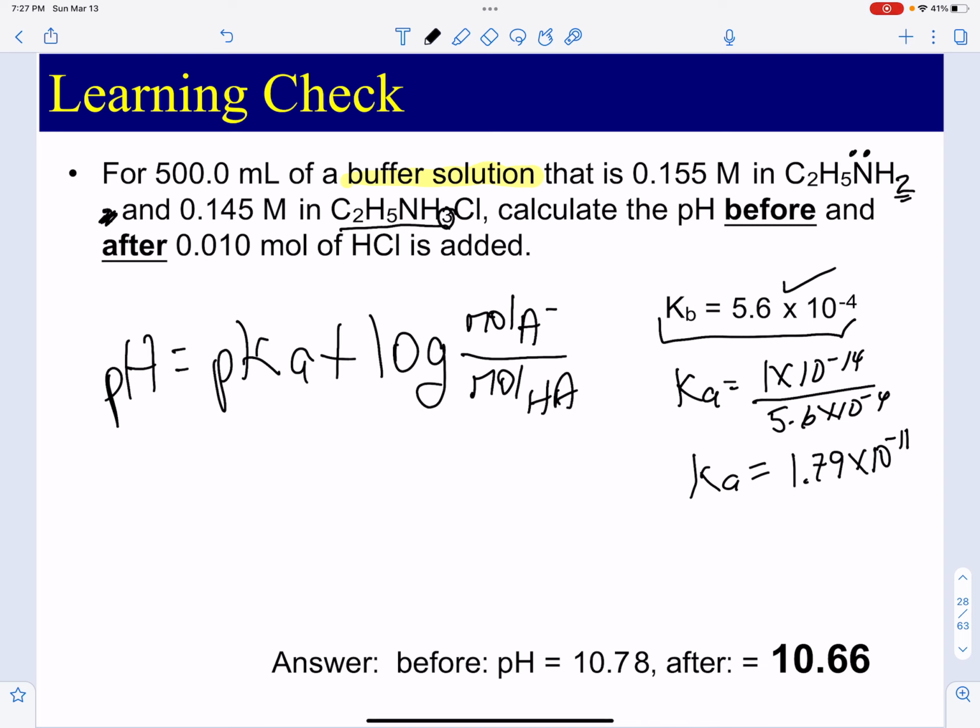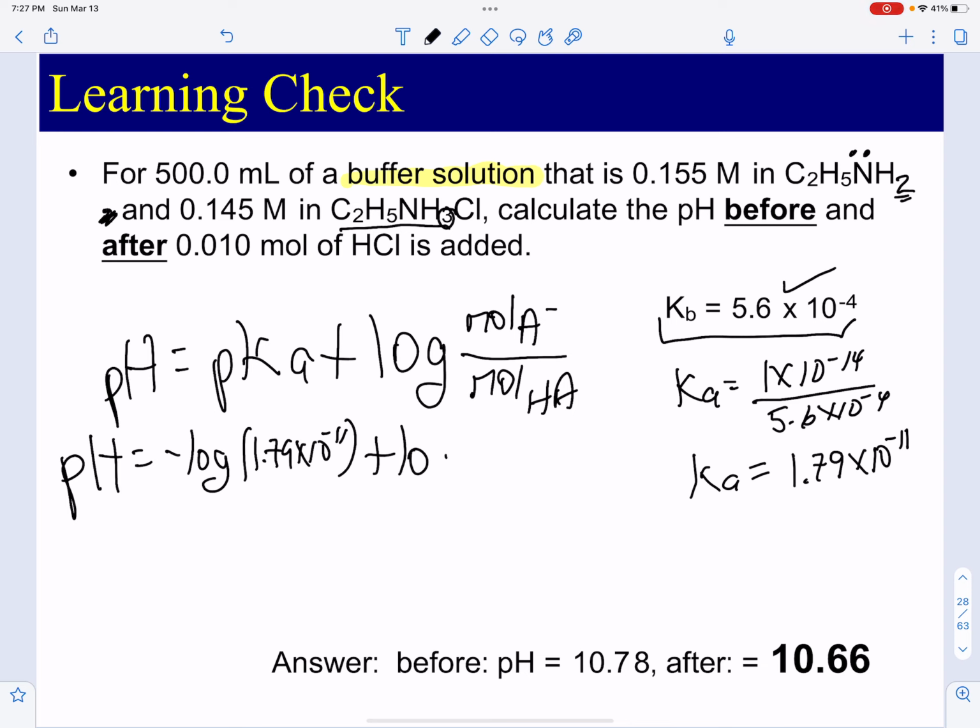So, and we need to find the pH before and after we add anything to it. So basically the Henderson-Hasselbalch formula with the values given. So pH is going to be equal to the minus log of the 1.79 × 10⁻¹¹ plus log of the moles of the acid. So how do we find the moles of the acid? All the millimoles, as long as we have the same on top and bottom.